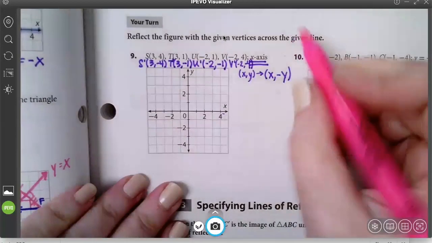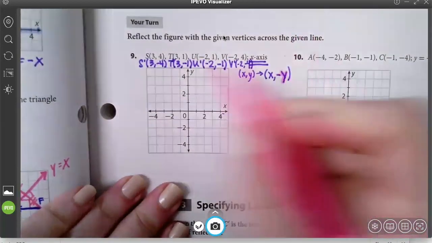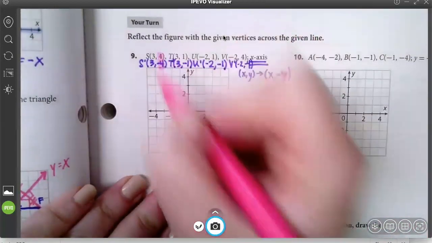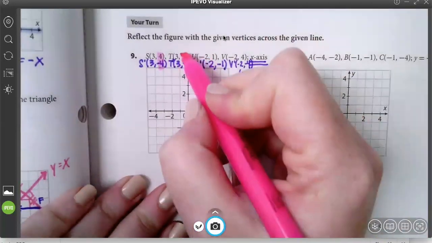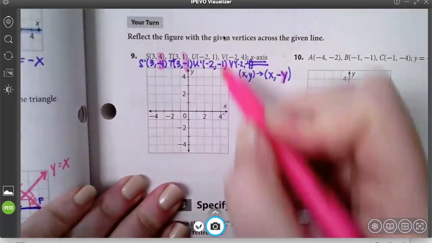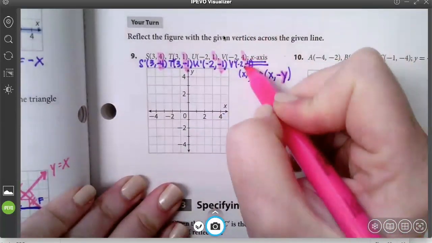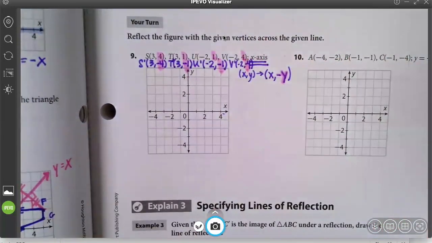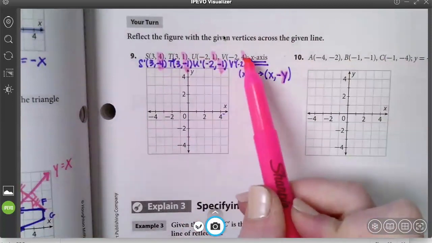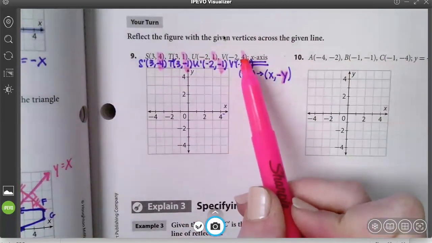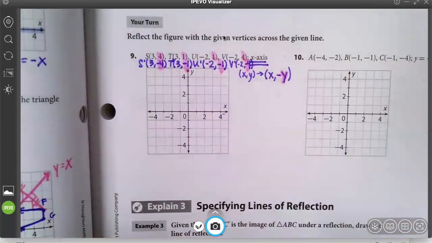So where we have y, we made this 4 into -4. We changed this 1 into -1. We changed this 1 into -1. And we changed this 4 into -4. If any of these originals had been negative, we still would have changed the sign, so negatives would have turned into positives. And now we can graph that just to see, again, what our reflection looks like.